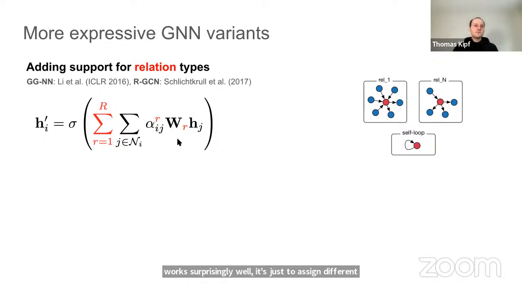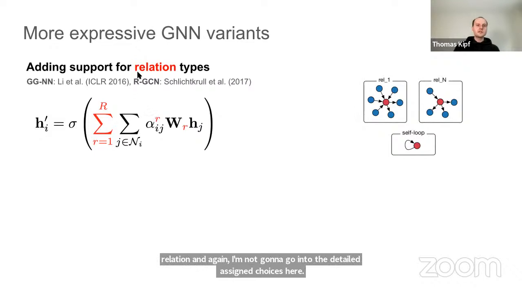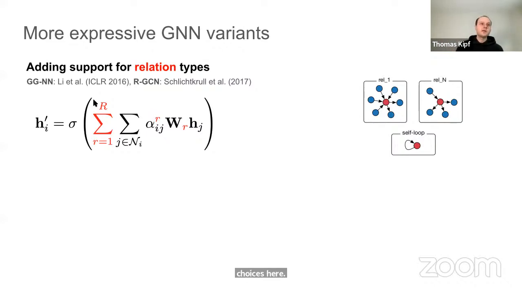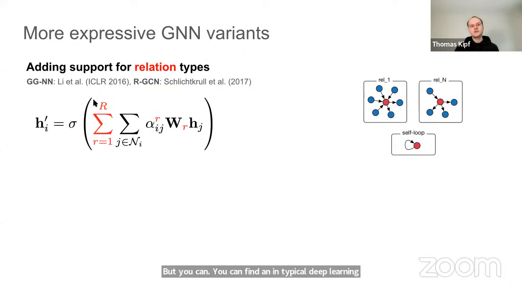matrices for each relation and just sum over those relations. We can also assign a different normalization constant for each relation. And again, I'm not going to go into the detailed design choices here. So this is really up to the models. You can look up these models. For example, RGCN is one paper we published that makes certain more detailed design choices here. But you can find in typical deep learning libraries that implement many of these models, they make those design decisions for you. And then you get a certain performance.